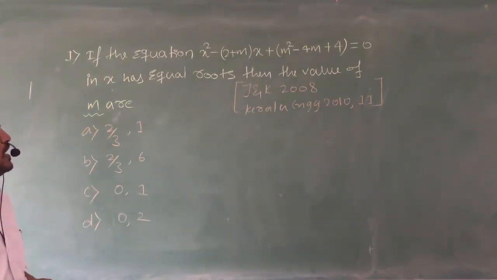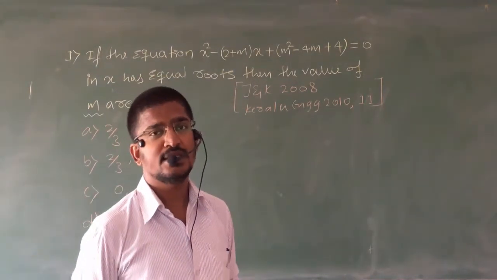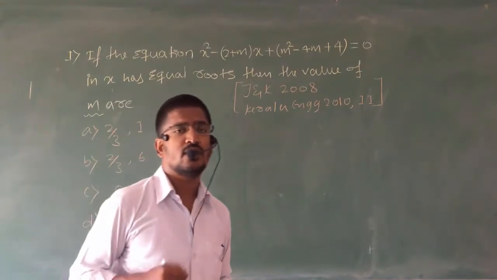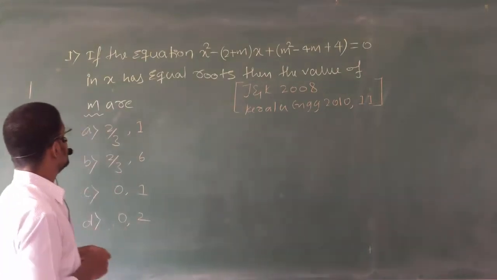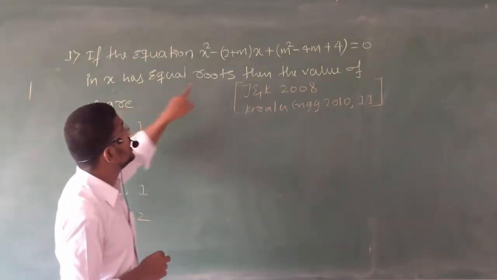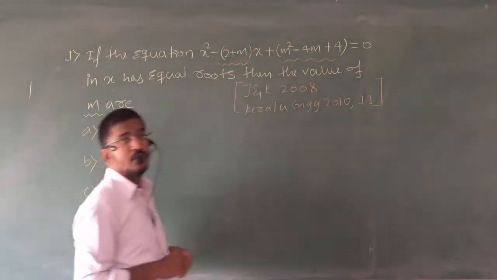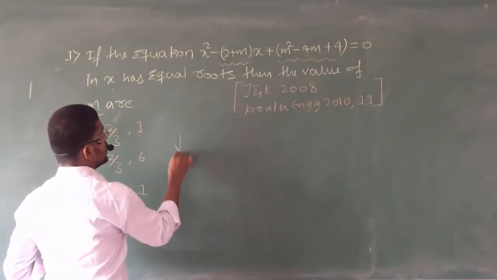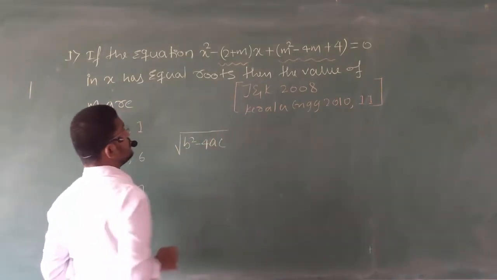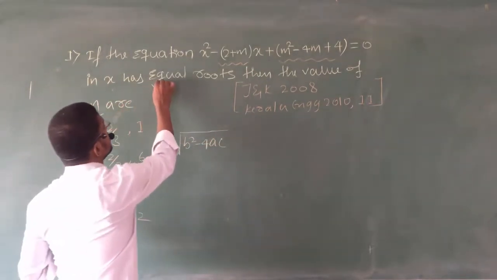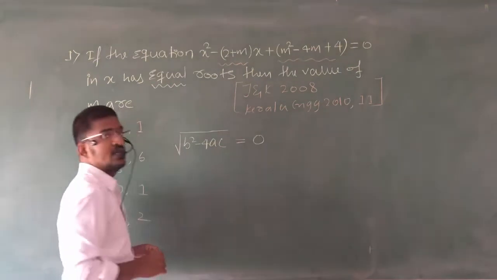For that reason, let us use the Sridharacharya formula, that is x equals minus b plus or minus square root of b square minus 4ac divided by 2a. Clear? Now you see that m is in the b term and in the c term. So we know that for equal roots, the square root of b square minus 4ac, the discriminant, must be equal to 0.